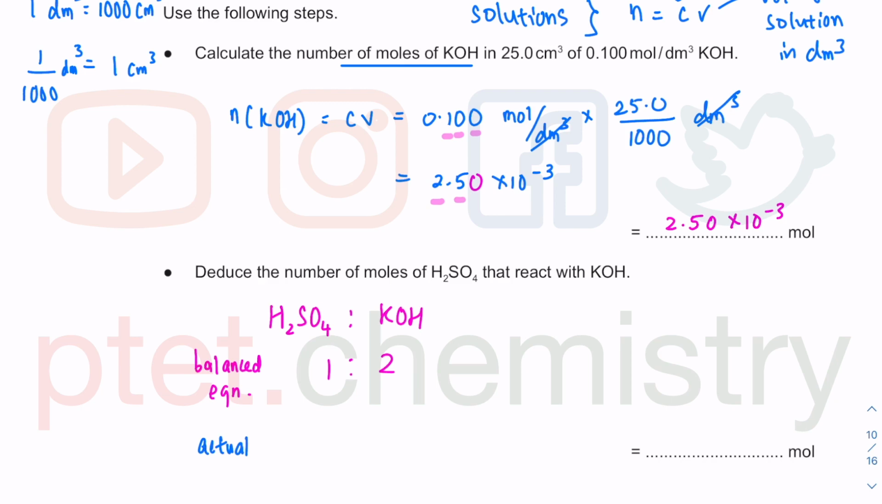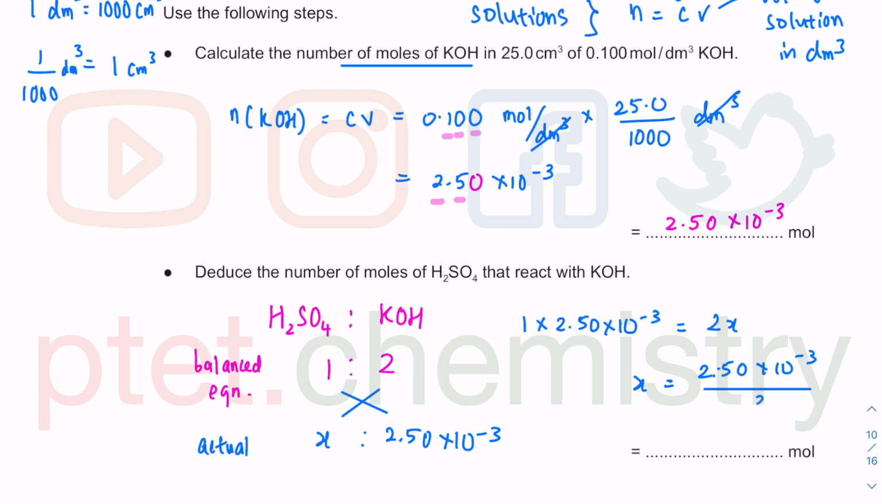We have to find out the mole of sulfuric acid actually, and we have 2.50 times 10 to the minus 3. So we can do a cross multiply like this, meaning to say 1 times 2.50 times 10 to the minus 3 equals 2x. So x equals 2.50 times 10 to the minus 3, dividing that by 2, and I will get my final answer as 1.25 times 10 to the minus 3, and again that came out to 3 significant figures there.